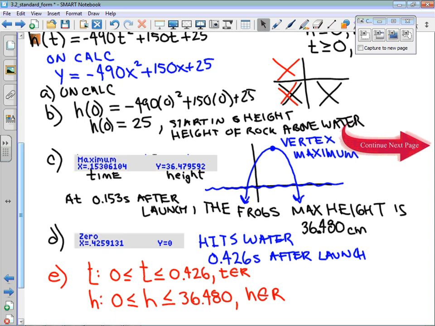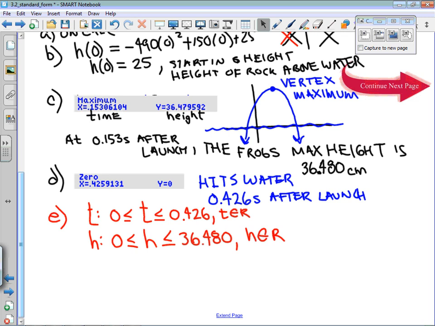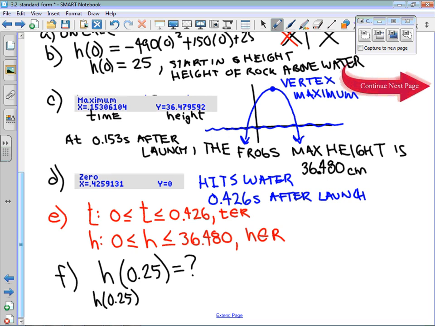All right, the last question there, and I remember it, which is convenient. It wants us to know, and I'm going to write this in function notation, the height, or determine the height at a time of 0.25 seconds. Now, there is nothing wrong with actually plugging that in. So I could say that the height of this frog at 0.25 is equal to negative 490 times 0.25 squared plus 150 times 0.25 plus 25.